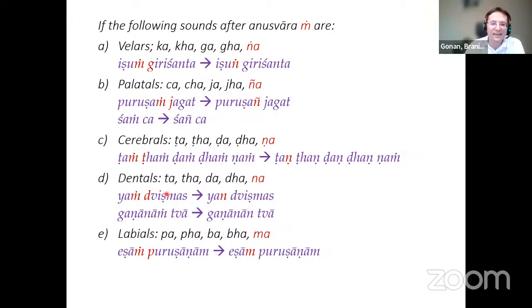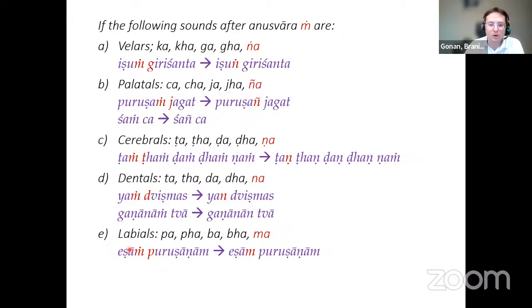Okay. And then for the dental group, as in yam dvishmas: ta, tha, da, dha, na. We see that the nasal pair is n, so we need to change into n. So, the pure dental: yan dvishmas. Ganana tva, the same thing here. Ganana tva, not ganana mtva, right? It's not natural.